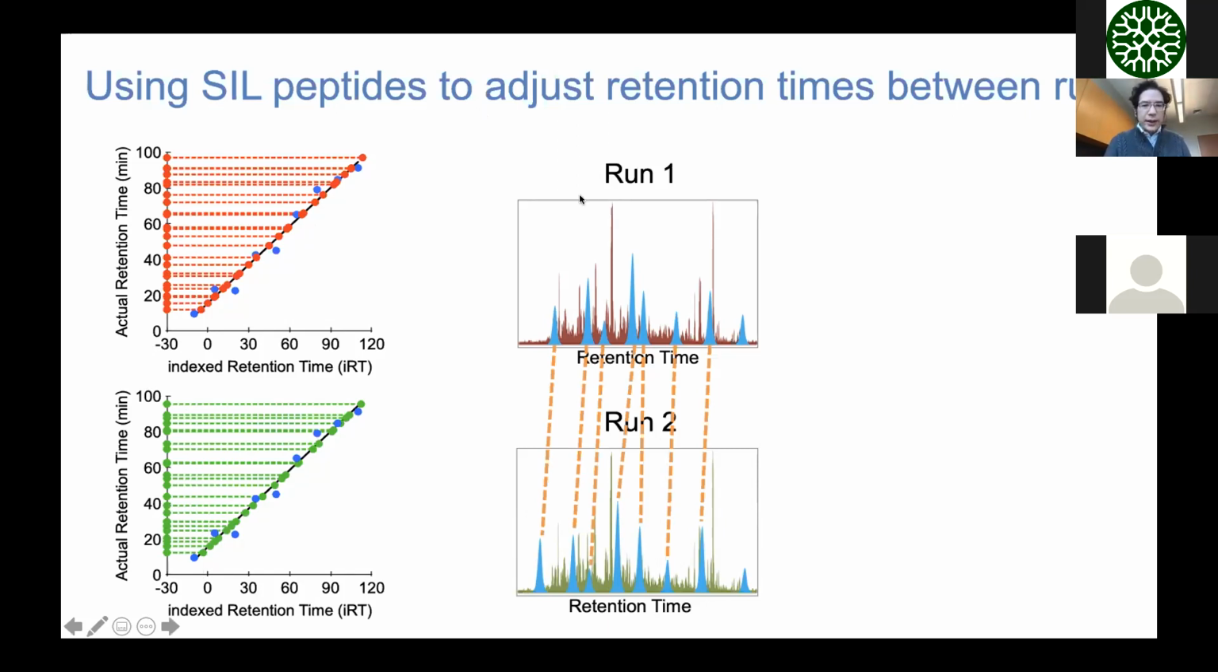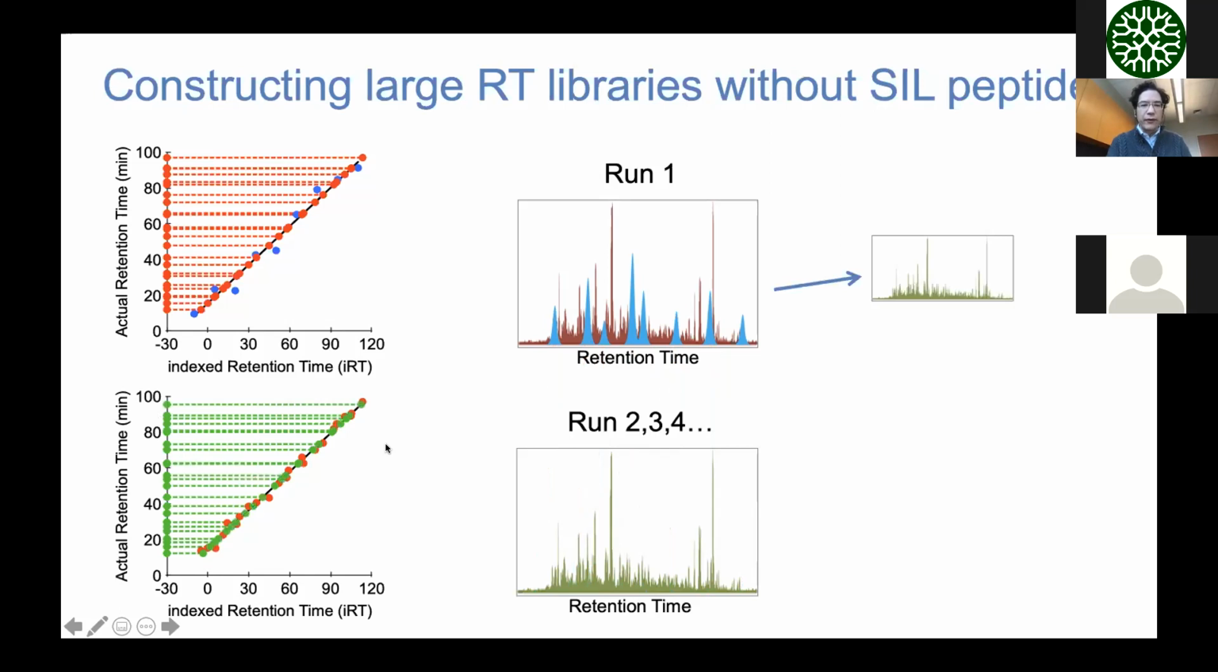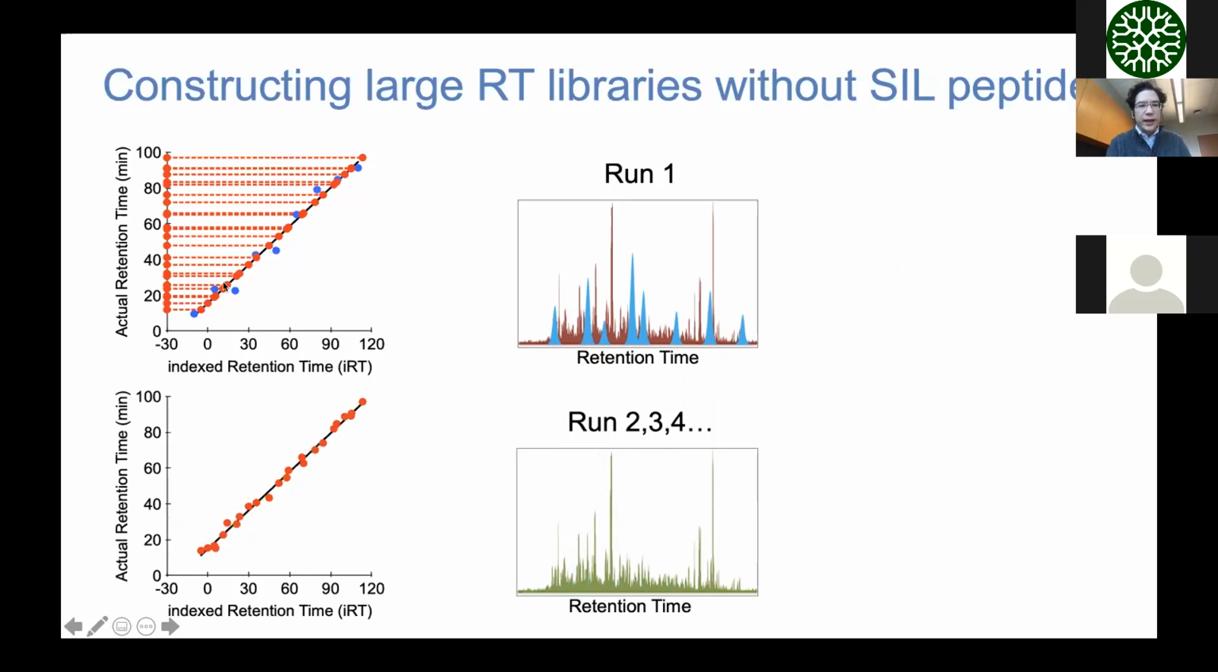So I think that's a good strategy to deal with this type of problem. But we don't necessarily need to just use one run. We can do this for many different runs. For example, we can take all of the peptides that we've seen here in run 1, that we've already detected, put onto that line. And now we've got index retention times for all of those peptides.